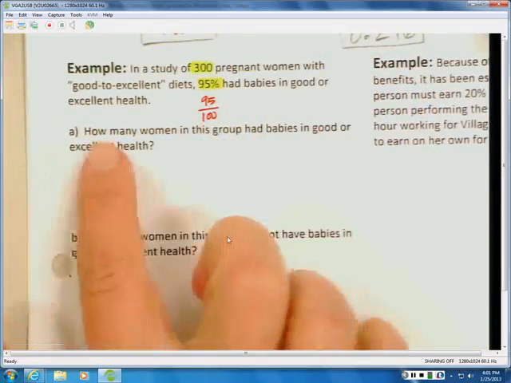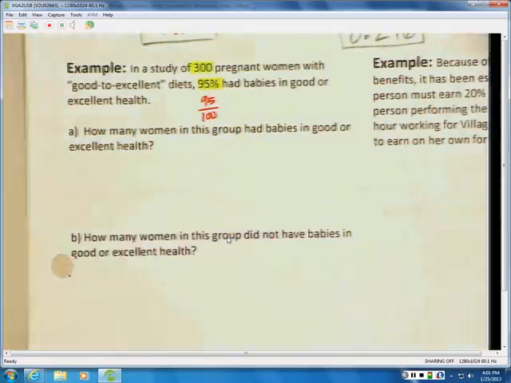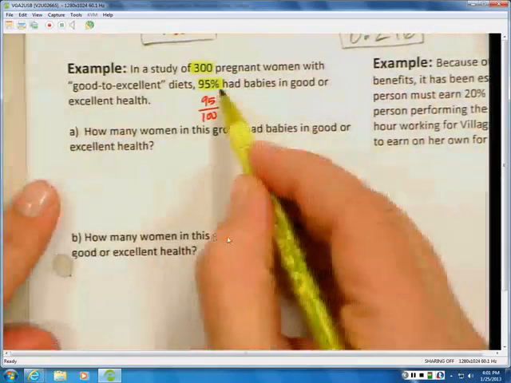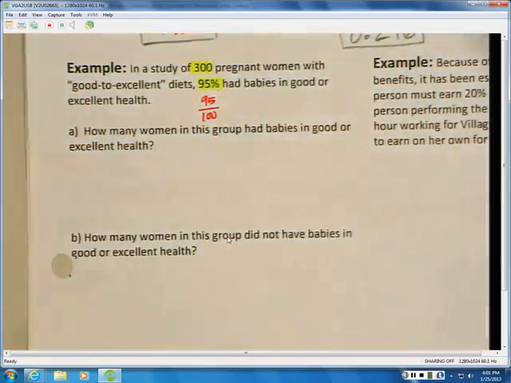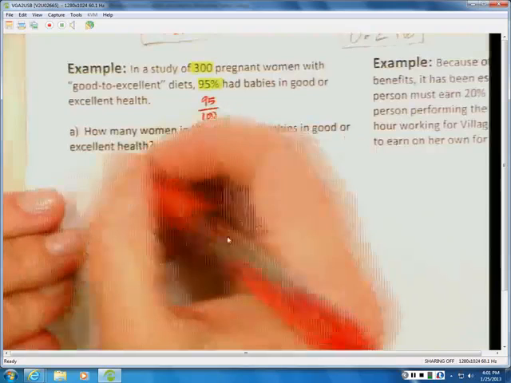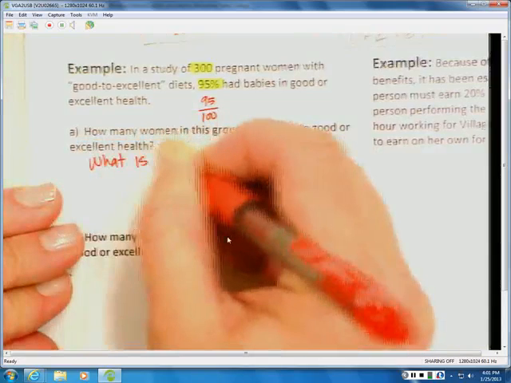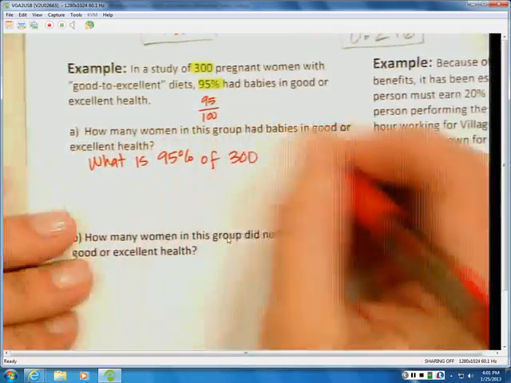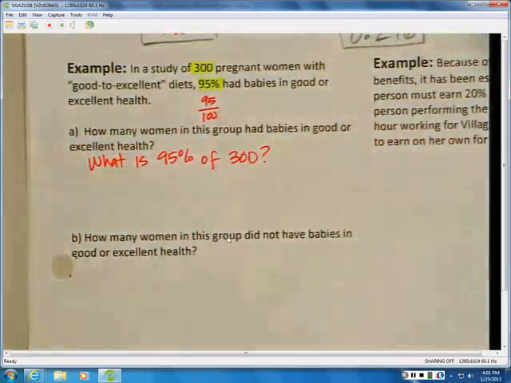Now, question A says, how many women in this group had babies in good or excellent health? We know that 95% of them had babies in good to excellent health. So the question becomes, what is 95% of 300? And I really recommend rephrasing the question. What is 95% of 300? The reason I recommend rewriting the sentence is because we can now diagram it, right?